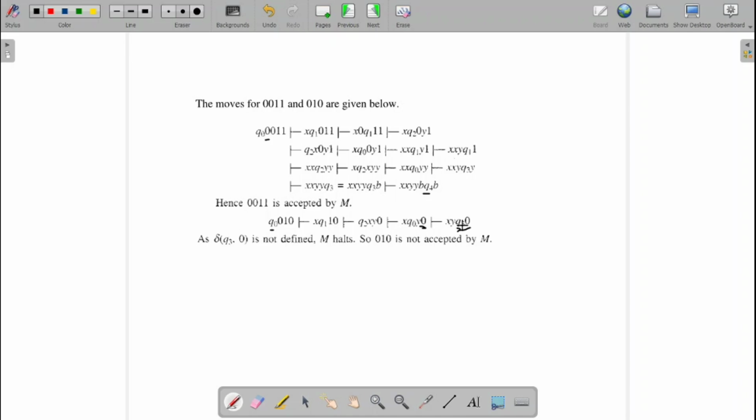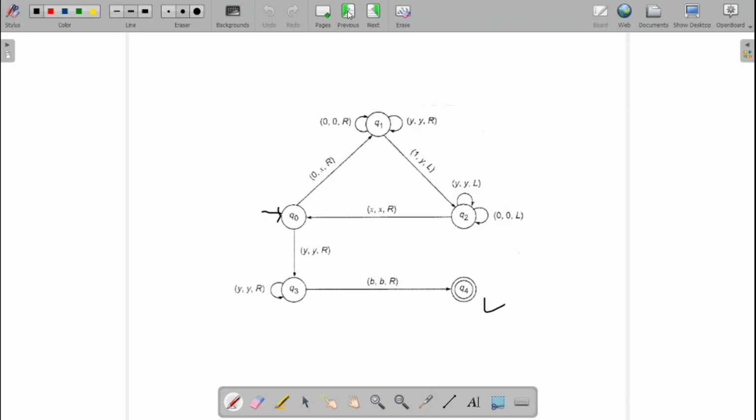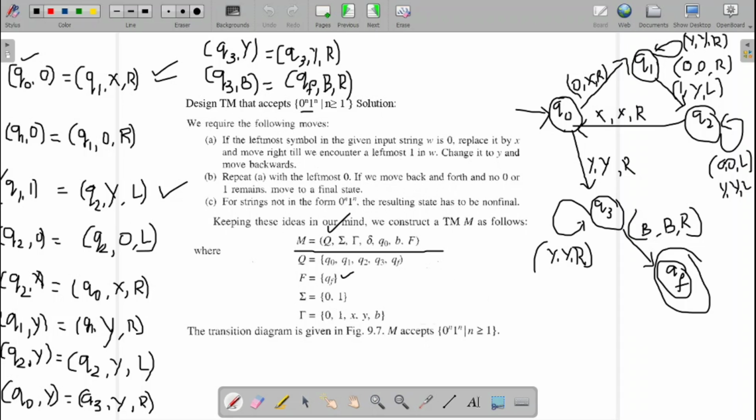So this is an example for 0 power n, 1 power n, n greater than or equal to 1. If the same question is asked for n greater than or equal to 0, how to handle this case? For the 0th case, we will be at the Q naught. If nothing is there, then what we should have? We should have the blank. Nothing is there. Q naught on blank, we have not written anything over here.